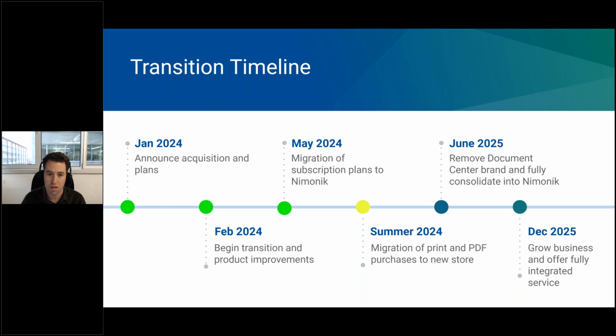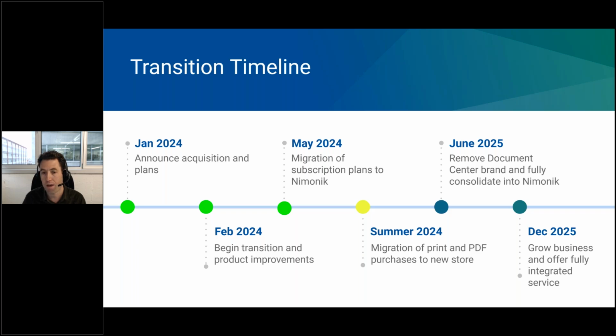So the timeline: we announced this acquisition of Document Center in January of 2024, so about 5 months ago. It's been a really fast transition. We started working right away on transitioning their customers. They had a subscription platform where they were delivering the standards. So we started right away moving them over to the Nimonik platform.